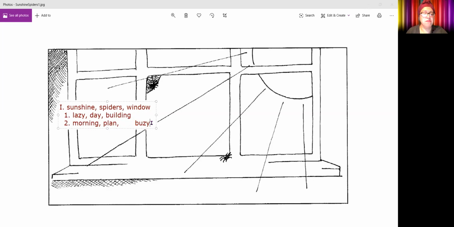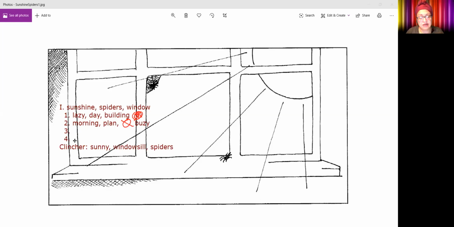And just remember that you should have 3 or 4 supporting details, and then your clincher. Okay, remember, you're not going to write the word clincher. Just remember, your clincher should reiterate, reflect or repeat your topic or your central fact for the picture. So you could say sunny windowsill and spiders, okay?